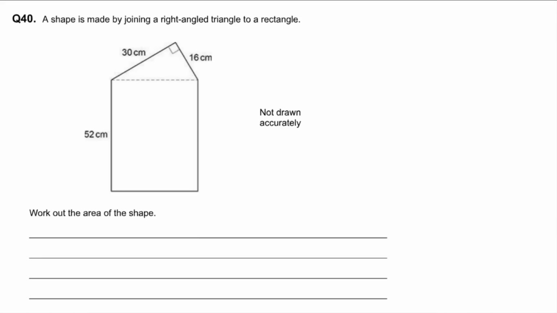Question 4, a shape is made by joining a right angle triangle to a rectangle. Work out the area of the shape. Okay, so we need to work out the area of the shape. Now this area is made up of 2 shapes. It's made up of a triangle. The area of a triangle is equal to half base times height, isn't it? And then I've got this part here, which is a rectangle, and that is equal to length times width.